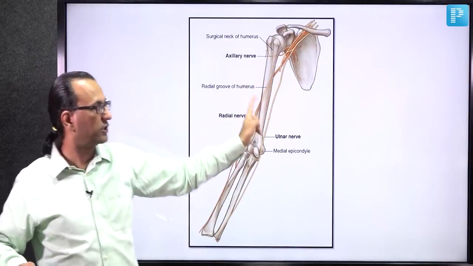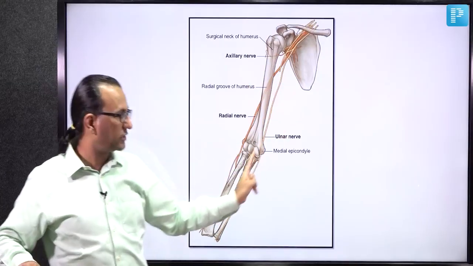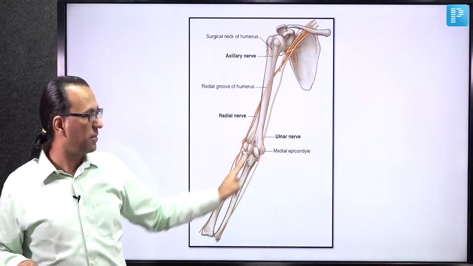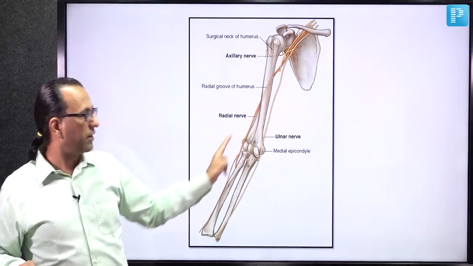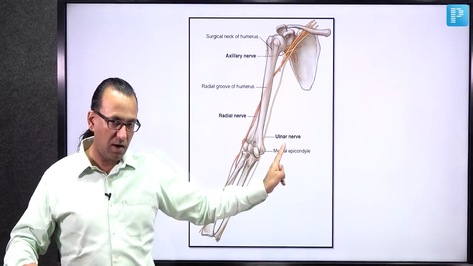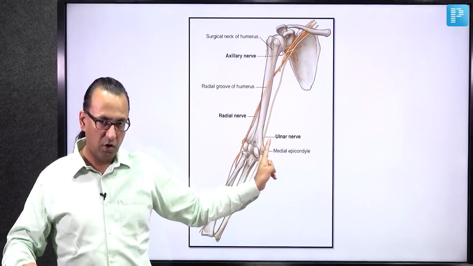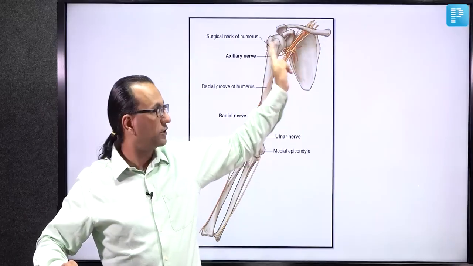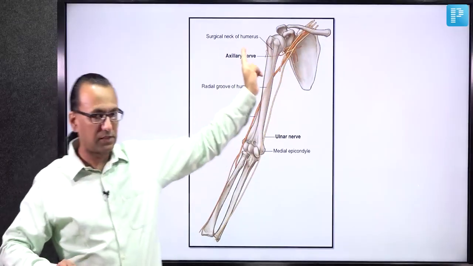If there is a midshaft fracture, radial nerve is compromised. If there is a supracondylar fracture, three nerves can be compromised, though the most commonly damaged is the median nerve, and less often will be the radial nerve, and the least often is the ulnar nerve injury in a case of supracondylar fracture. Let us discuss a few branches of the posterior cord of brachial plexus in addition to the radial nerve and axillary nerve now.